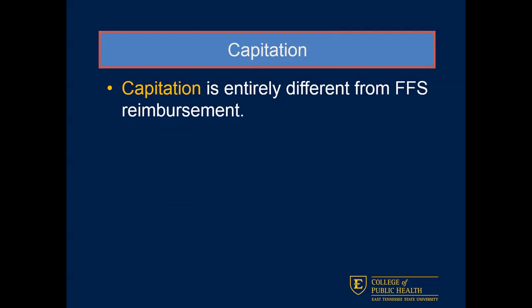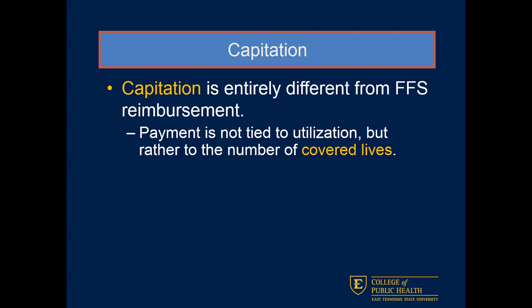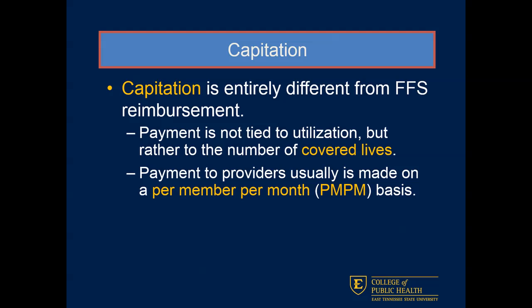As we look more into capitation, when we think about fee-for-service, the amount we get reimbursed is based on the number of services that we provide. Capitation is really the opposite side of that in terms of reimbursement. The payment is not necessarily tied to utilization, but to the number of covered lives that we have. That's why it's based on a per member per month basis instead of utilization of services.